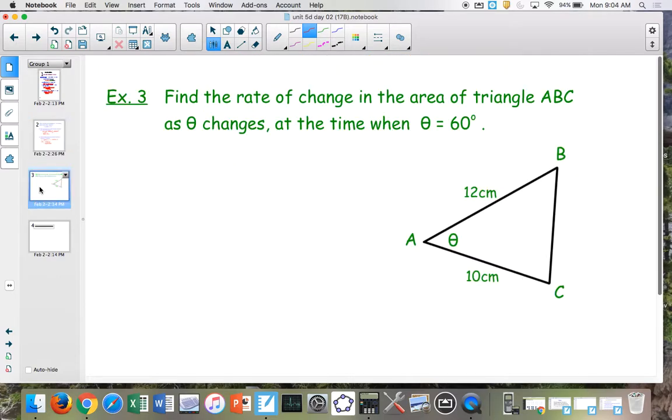Okay, let's look at one more example. Let's find the rate of change in the area of this triangle as theta changes. And we want to do it at the instant when theta is 60 degrees.